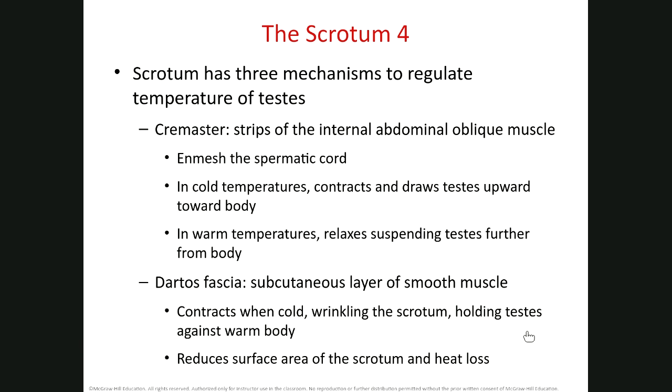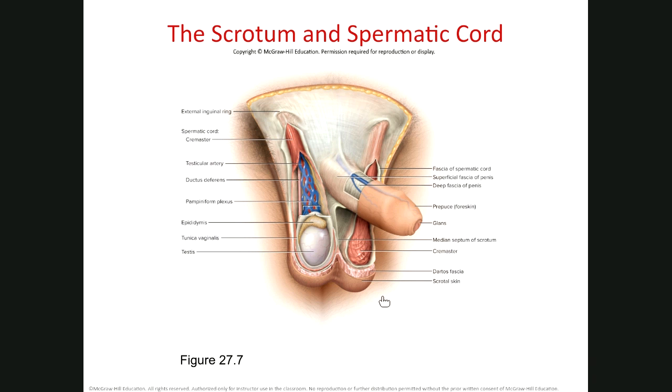Now, visually, the dartos muscle is more outside. The cremaster muscle is more inside, right? And therefore both will contract to bring the testis closer to the warmth of the core. That's during cold weather. In warmer weather, this may relax, letting the testis go further from the core.